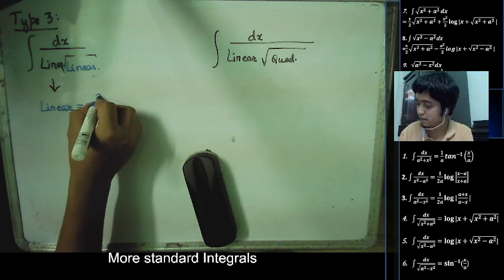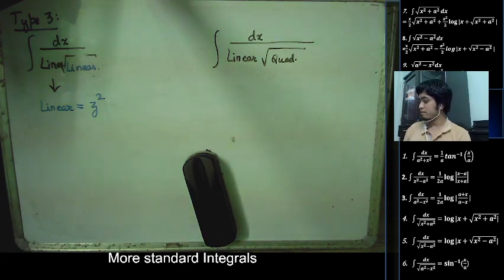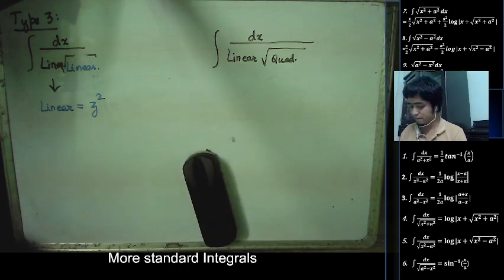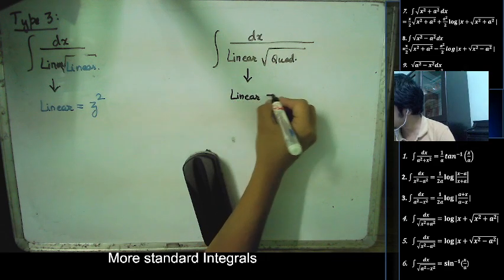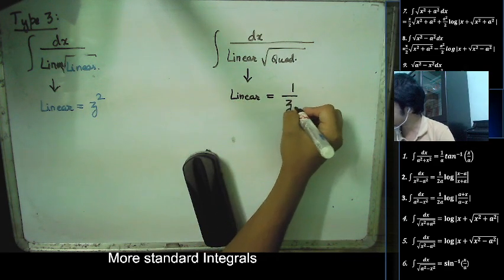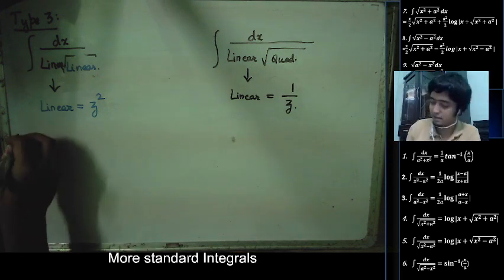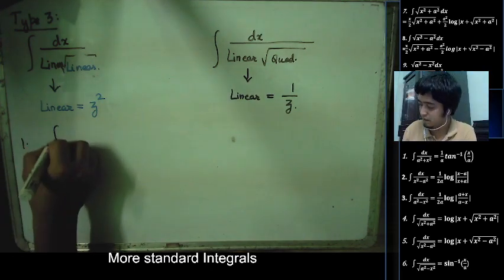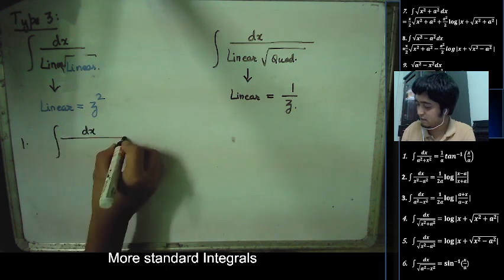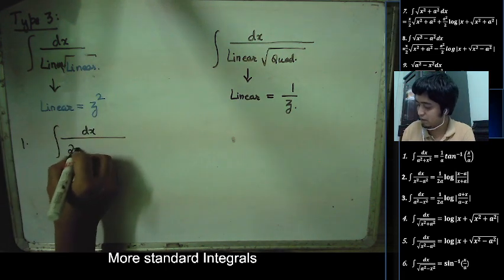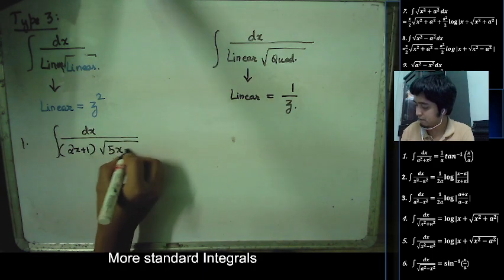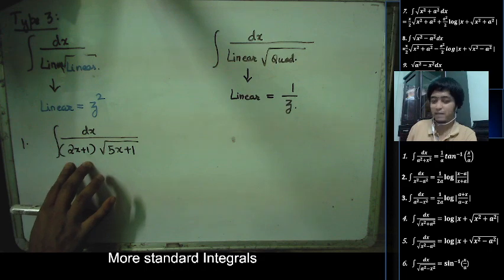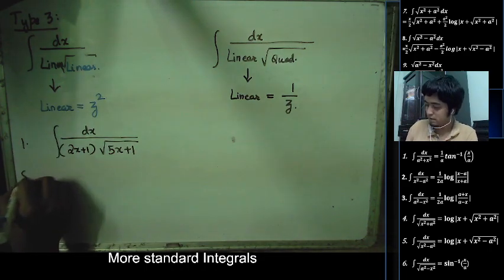equal z square. And for the other case, we will substitute the black linear equal 1 by z. Let us see some examples. Number 1, integral dx over 2x plus 1, and over here root over 5x plus 1. Over here it's a linear, and over here also it's a linear.